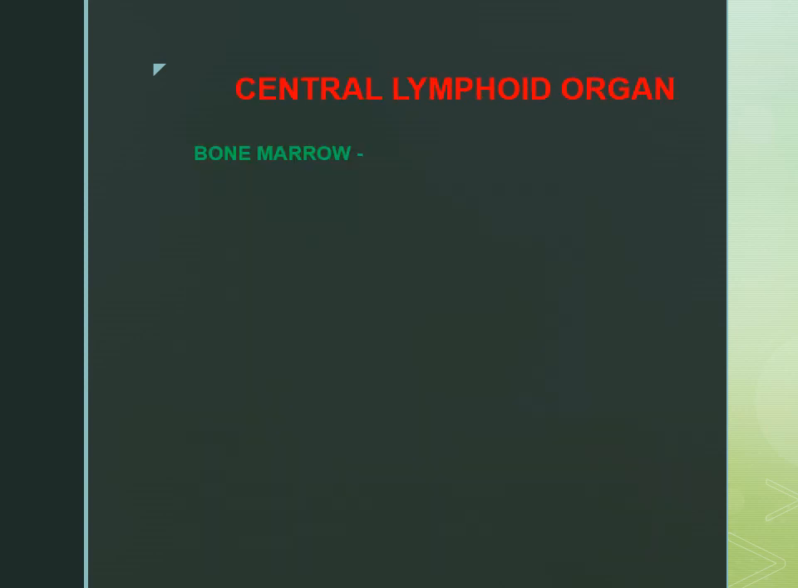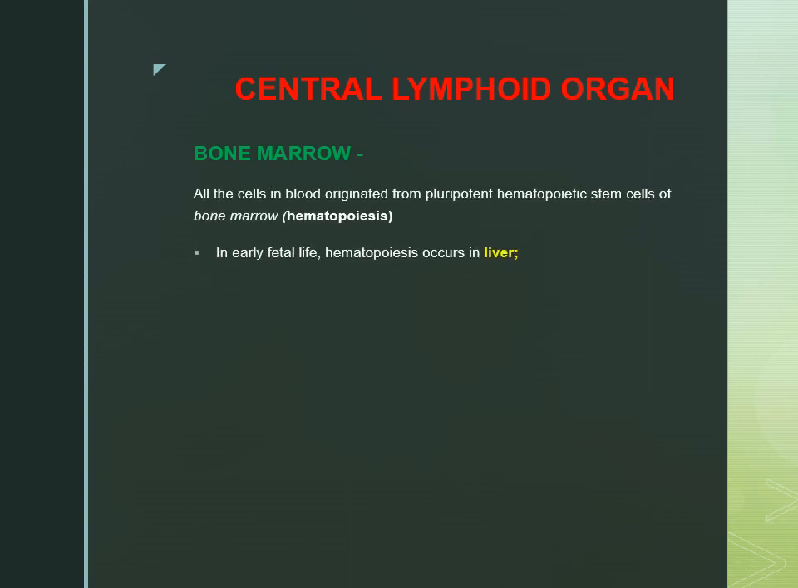So now in detail we will learn about the central lymphoid organs. There are two central lymphoid organs, one is the bone marrow, another is the thymus. All the cells which are present in the blood are synthesized in the bone marrow. That is called hematopoiesis. In early fetal life, this hematopoiesis starts in the liver. Then it shifts to the bone marrow.